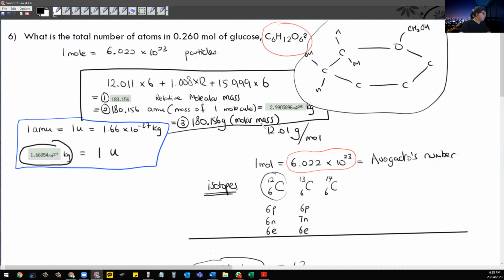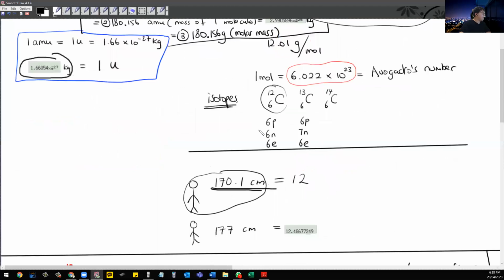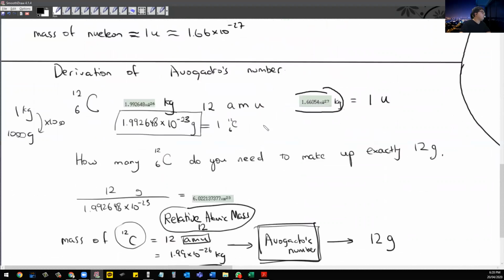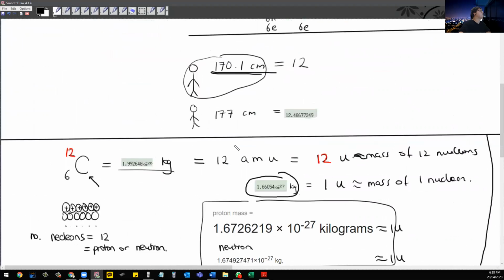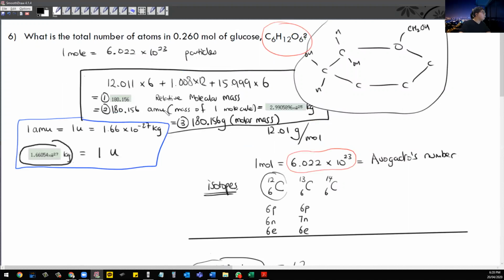So you see, there's a convenience to it. So in conclusion, why do we use Avogadro's number? Because when you collect Avogadro's number, there will be direct numerical correspondence between the relative atomic mass and the molar mass. Does that sort of make sense? Yes. That's why we don't have to do the extra calculation.